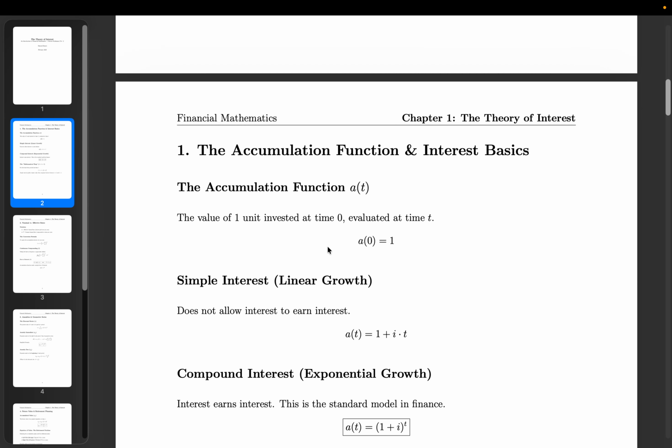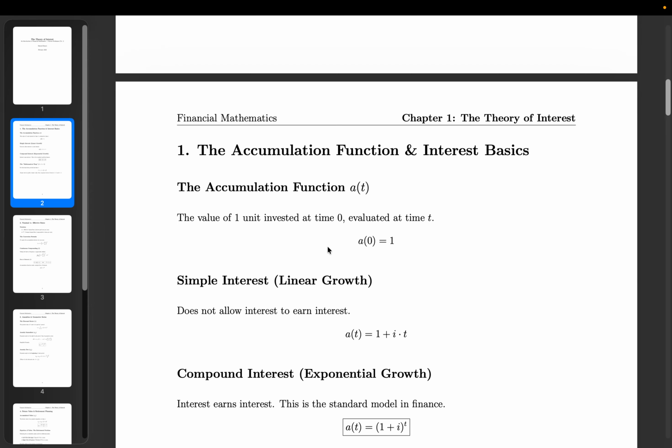Buchanan introduces a mathematical tool to track this called the accumulation function, denoted as A(t). Imagine A(t) as a multiplier. It tells us what $1 invested at time 0 is worth at time t. By definition, A(0) equals 1. You start with what you have.